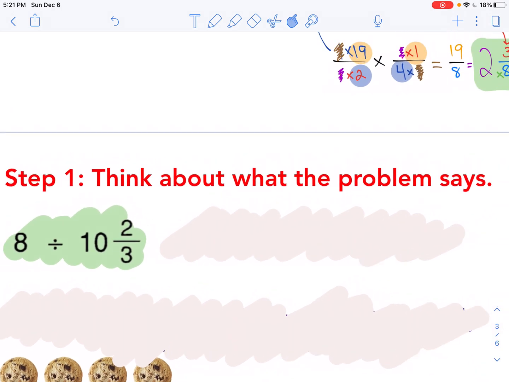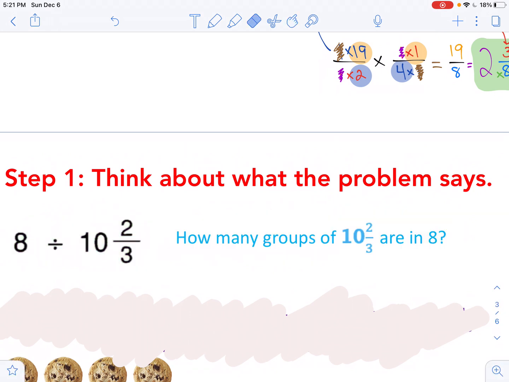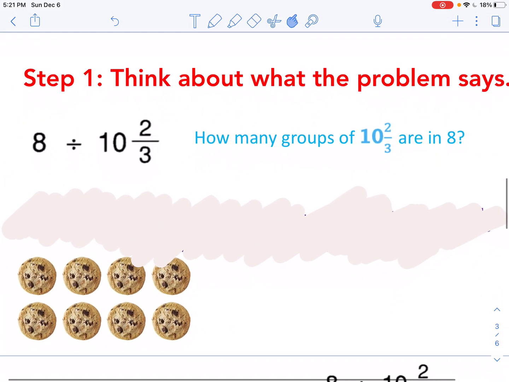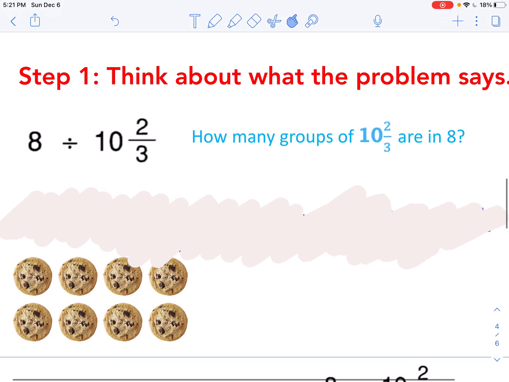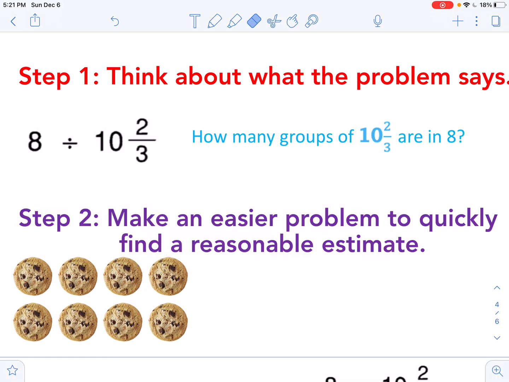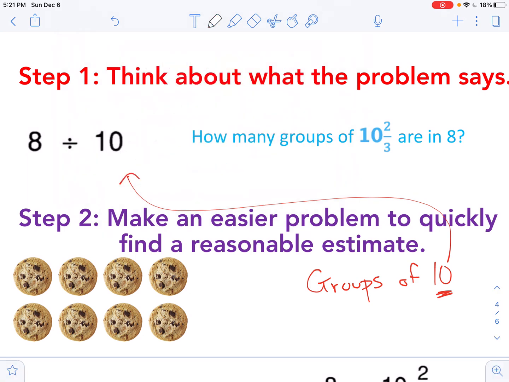So my first step is to think about what that says. That says how many groups of 10 and 2/3 are in 8. All right, so I'm going to come down and look at my cookies. I have 8 cookies, right? So I'm going to make a slightly easier problem. Instead of looking for groups of 10 and 2/3, I'm going to say groups of 10. And I get this 10 from going right back up here and just pretending that 2/3 isn't there.